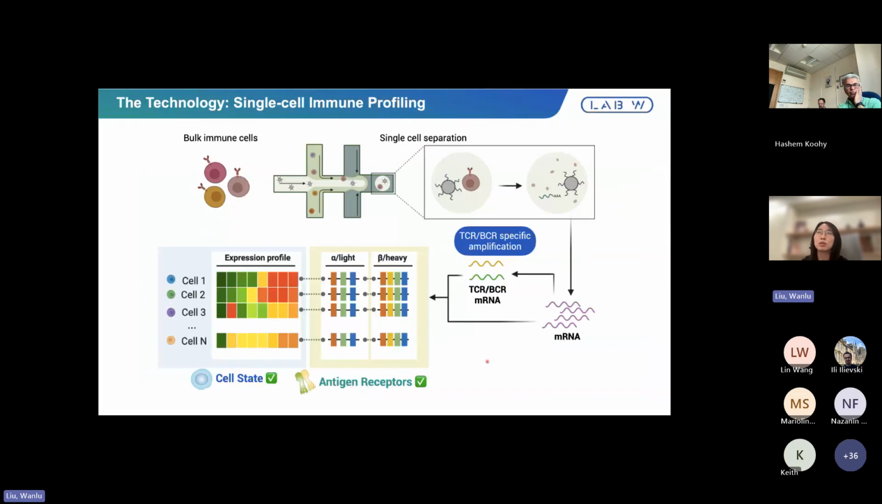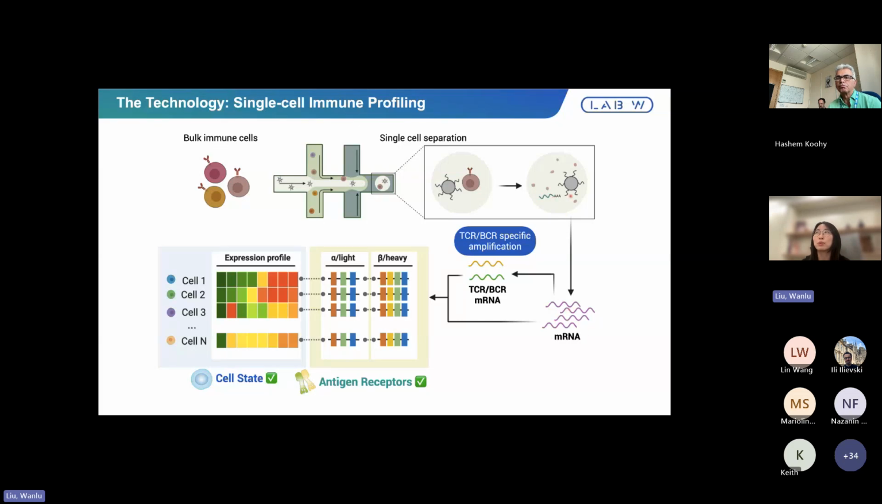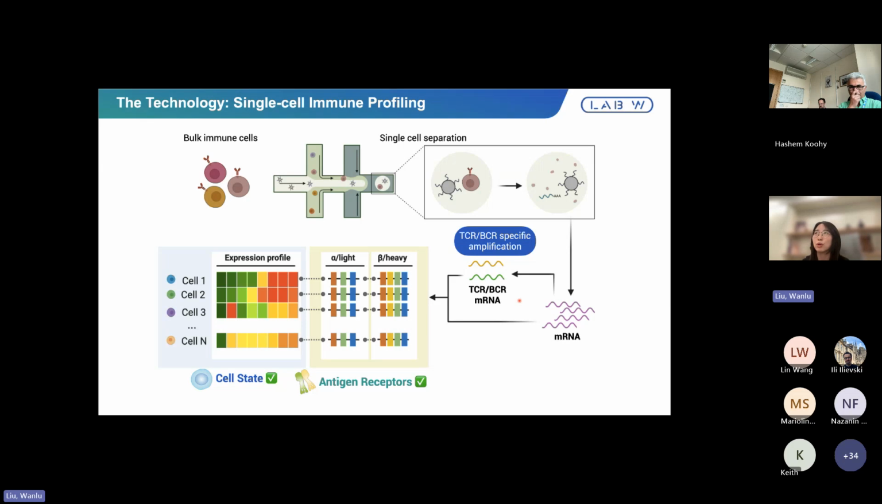With the development of single cell technologies, single cell immune profiling technologies have been developed. The core concept for single cell immune profiling is actually quite simple. It's just a regular single cell RNA-seq library preparation strategy: we do single cell separation and mRNA extraction, and then we make a single cell RNA-seq library. At the same time, we use TCR or BCR specific primers to amplify those immune receptors.